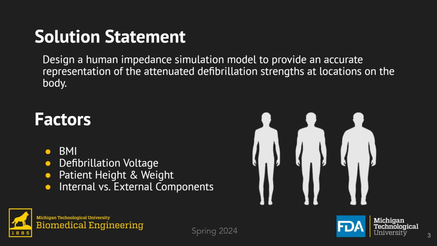Some of the factors that may affect electrical attenuation would be BMI, defibrillation voltage, the voltage that the patient is actually being defibrillated at, as this can change depending on the doctor's discretion, height and weight of the patient, and internal versus external components of the devices themselves.